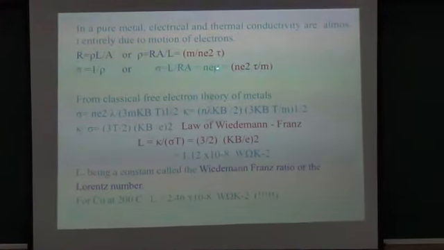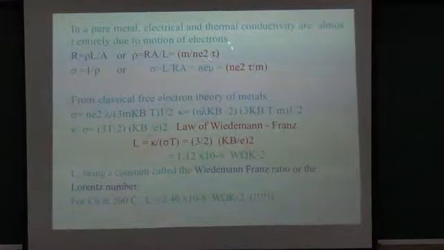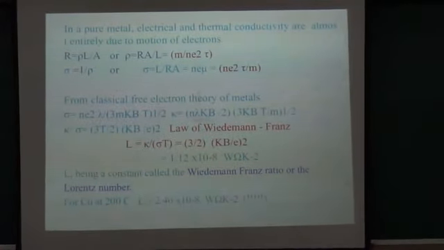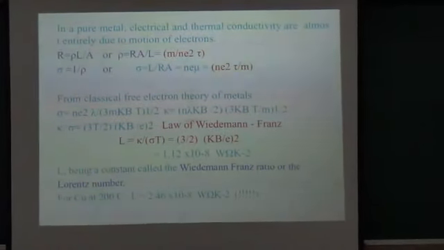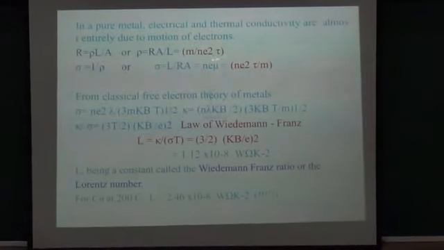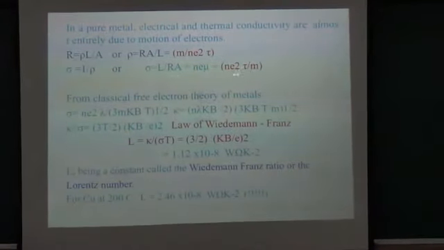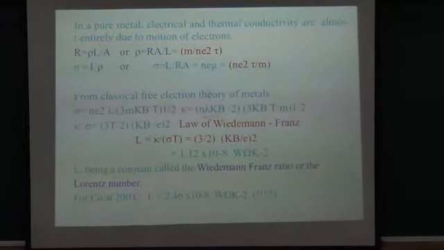Another expression is sigma equal to n e mu, because mu is the mobility. Mobility is nothing but the velocity acquired per unit electric field. V is equal to mu E. So we can write mu also in terms of tau. So sigma is equal to this one.